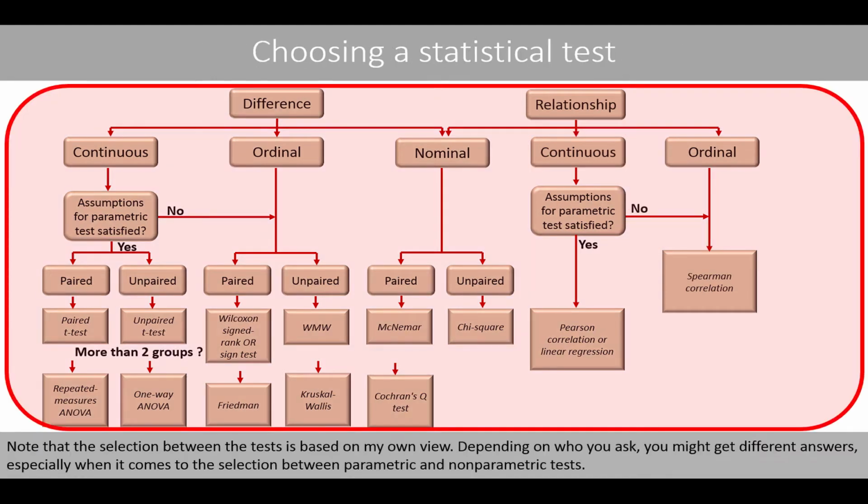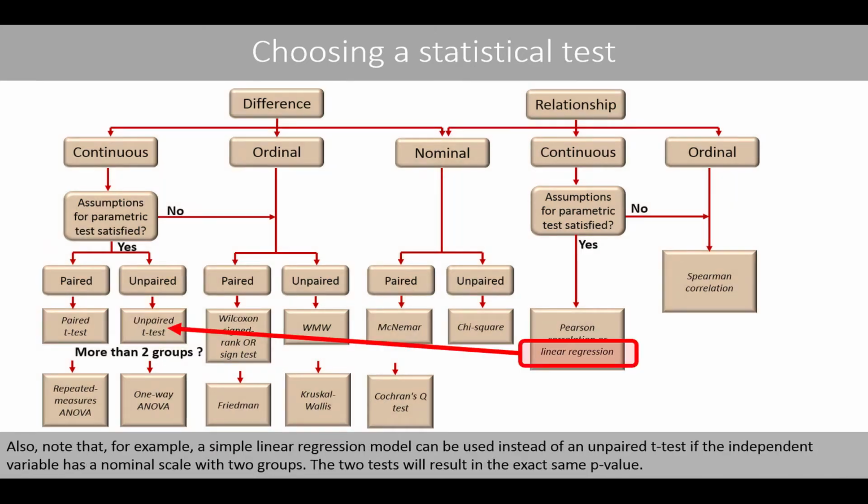Note that the selection between the tests is based on my own view. Depending on who you ask, you might get different answers, especially when it comes to the selection between parametric and non-parametric tests. Also, note that, for example, a simple linear regression model can be used instead of an unpaired t-test if the independent variable has a nominal scale with 2 groups. The 2 tests will result in the exact same p-value.